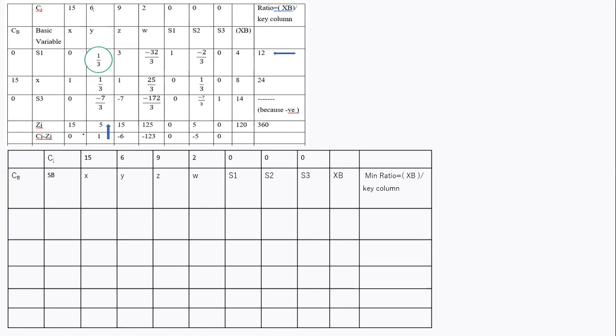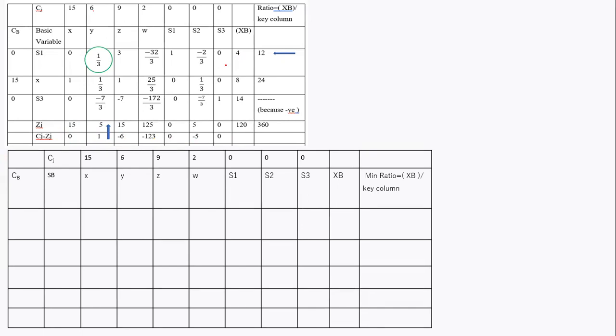So after this, we see that we get 1. 1 is the most positive. All other entries are zeros or negative. But 1 is there, which is positive. Therefore, we now call this the key column. If you find any positive number, then that will be the key column. So here the maximum among all this is 1. So therefore this is called the key column.